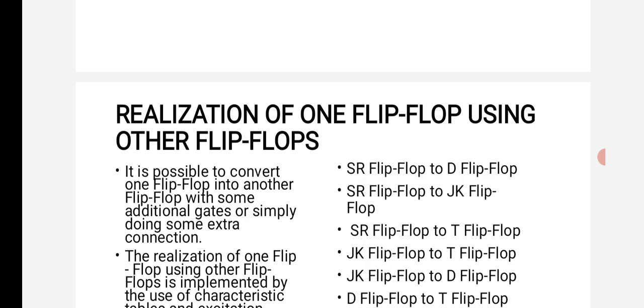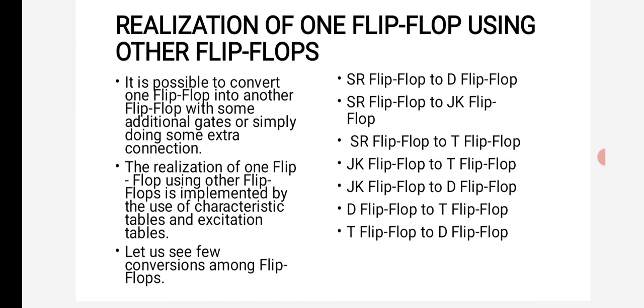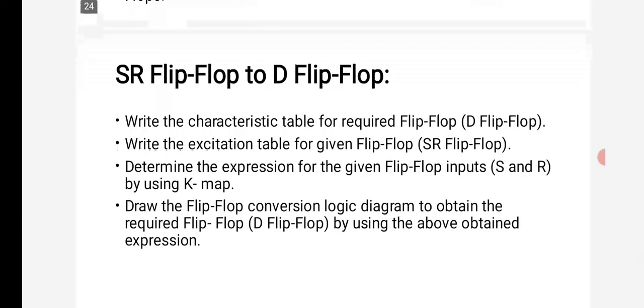The realization of one flip-flop using another flip-flop. It is possible to convert one flip-flop to another with some additional gates or simply by making some extra connections. The realization is implemented by the use of the characteristic table and excitation table. Let us see a few conversions among the flip-flops: SR flip-flop to D flip-flop, SR flip-flop to JK flip-flop, SR flip-flop to T flip-flop, JK flip-flop to T flip-flop, JK flip-flop to D flip-flop, and D flip-flop to T flip-flop.